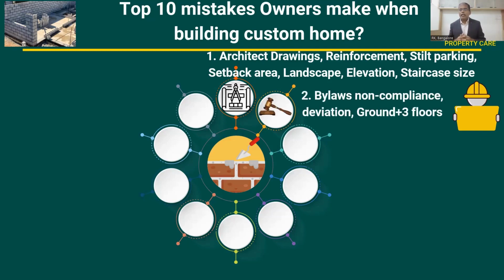The next one is bylaw non-compliance. As per the bylaw in Bangalore, ground plus 3 floors is allowed. But we tend to build ground plus 4 floors. Those deviations are not recommended. They'll come and put a penalty, and budget also we have to take care of. If it is adding a G plus 3 floors, sufficient budget is there.